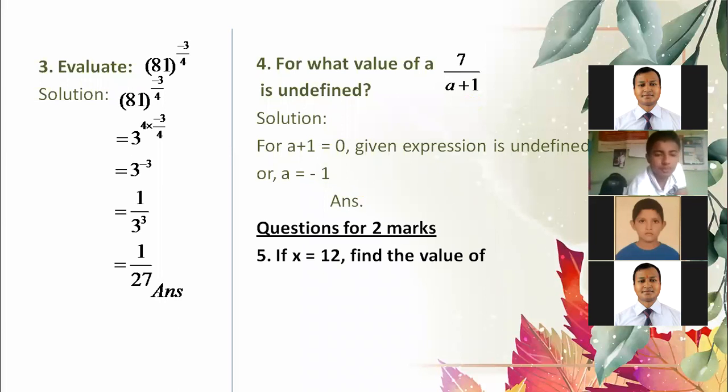Now look at the next question. 5th question. This is the question for 2 marks. Previous 4 questions were of 1 mark only. Now the question is, if x is equal to 12, find the value of x square plus 1 by x square. This is asked of us. x is equal to 12 is given, and we have to find out the value of x square plus 1 by x square.